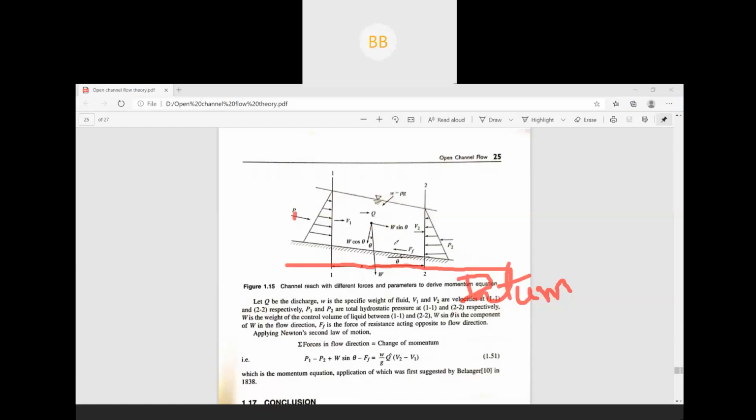Then definitely we have some friction at the bottom of the channel, and the direction will be opposite, as friction is a resisting force. It is not going to enhance our movement, it is going to restrict our movement. You can see here the velocity is in this direction, discharge is also in this direction, or you can say this is the direction of flow. That is why our friction is in the opposite direction.